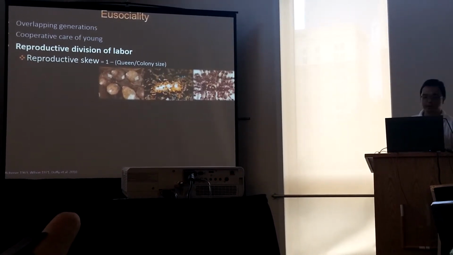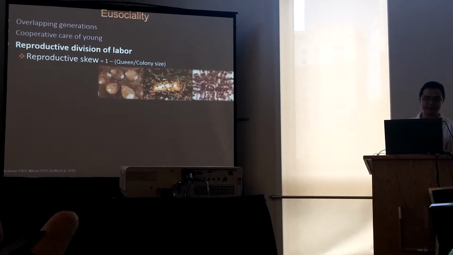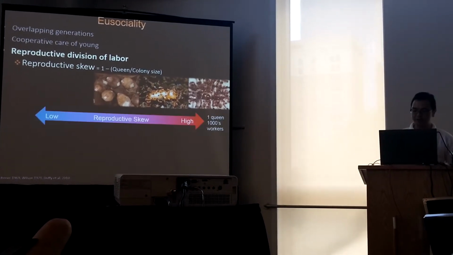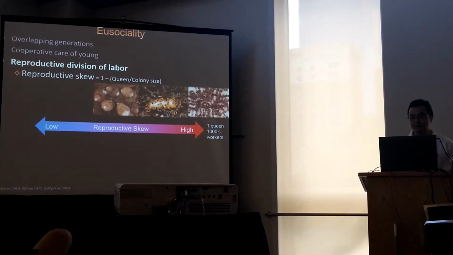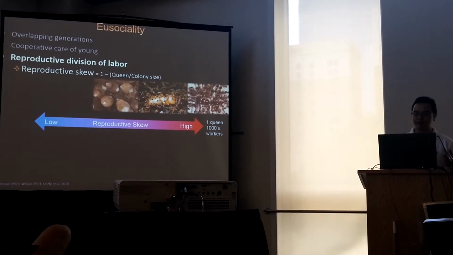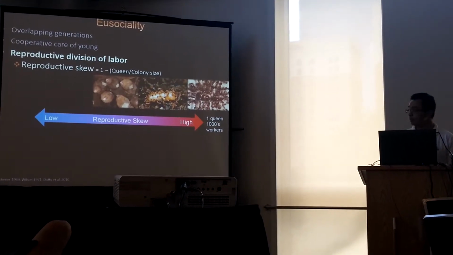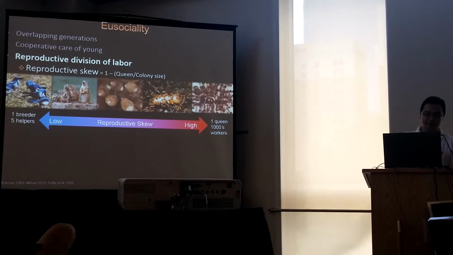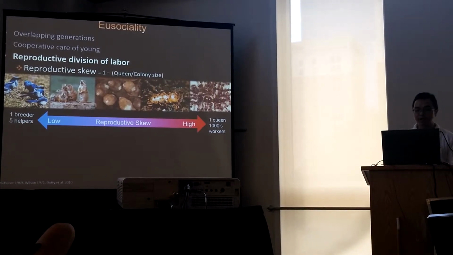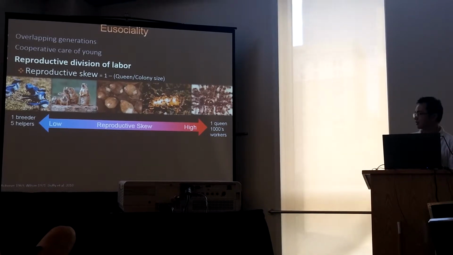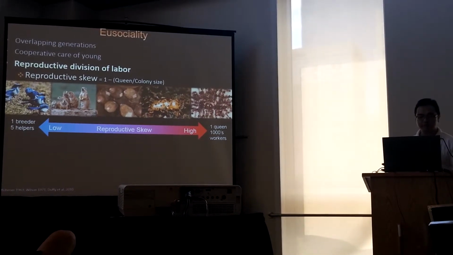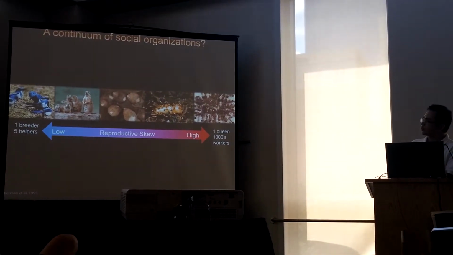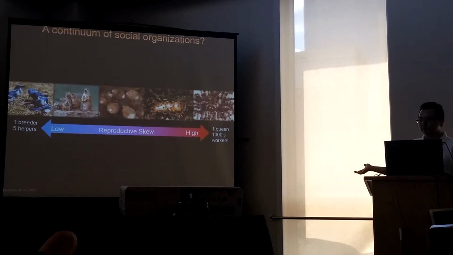Reproductive division of labor can be quantified by what's called the reproductive skew index, which describes the inequality of reproduction among colony members. So for example, ants have several thousand workers but only a single queen, so they have a very high index of reproductive skew. But this index is also applicable to other social animals. For example, cooperatively breeding birds and mammals will have a lower index of skew because we have one breeder and just a handful of helpers. So you see that these different social organizations fall along this continuum of reproductive skew.